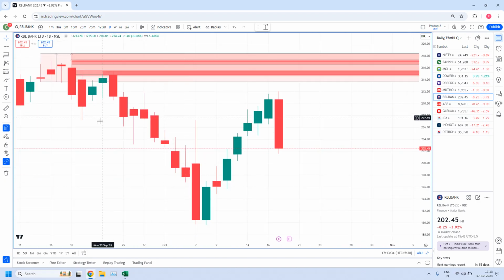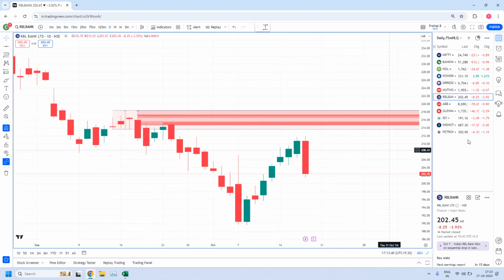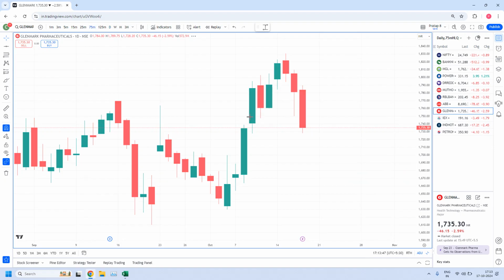I think RBL Bank was also explained maybe in yesterday's video, so that's why I'm not getting into it again. ABB is violated, we discussed. And next one is Glenmark, it is a 75-minute zone.